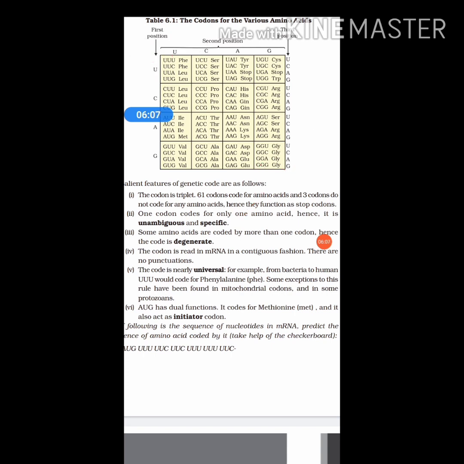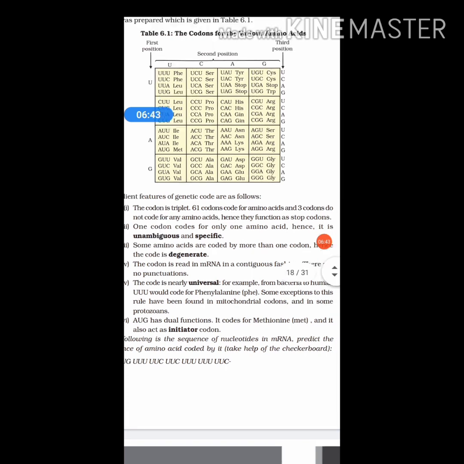Then comes the third salient feature. Some amino acids are coded by more than one codon. That you can see here. In the case of UUU, which one is it coding for? Phenylalanine. And UUC is coding for phenylalanine. So they are specific, but phenylalanine is coded by more than one codon. So that is called degenerate. So what do you mean by degenerate?